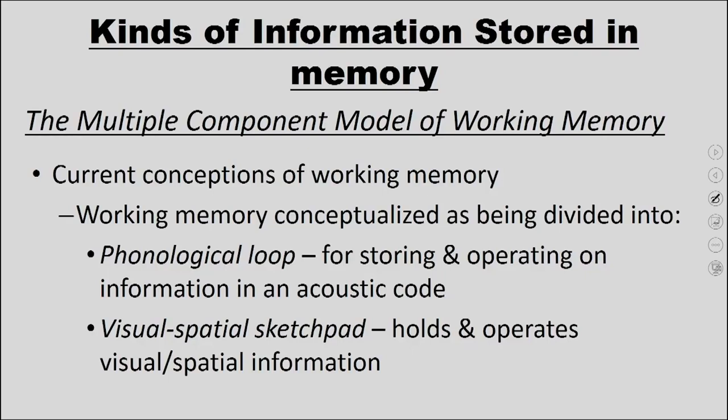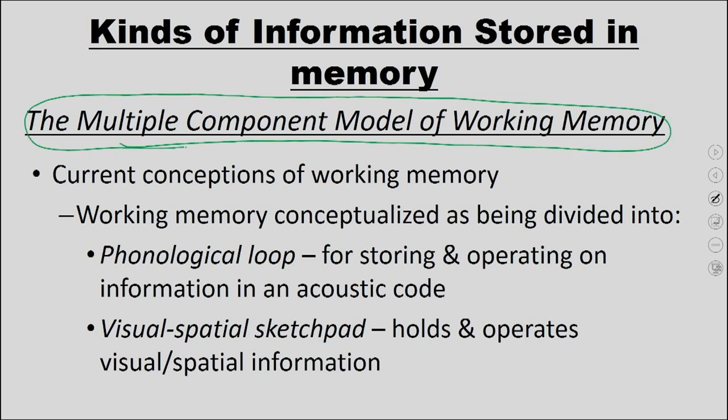So that's basically how the idea of working memory, of a dual store system existing in memory, came about. Now what kind of information is stored in working memory? The multiple component model of working memory. How is the working memory first of all designed?